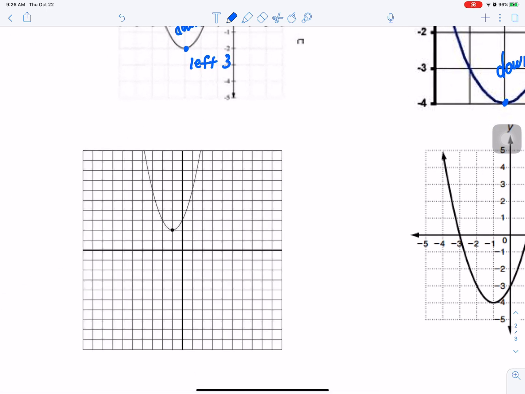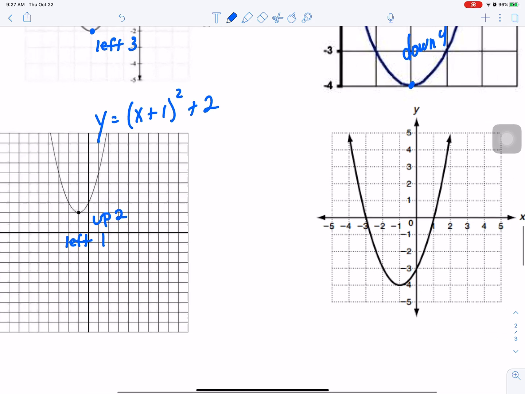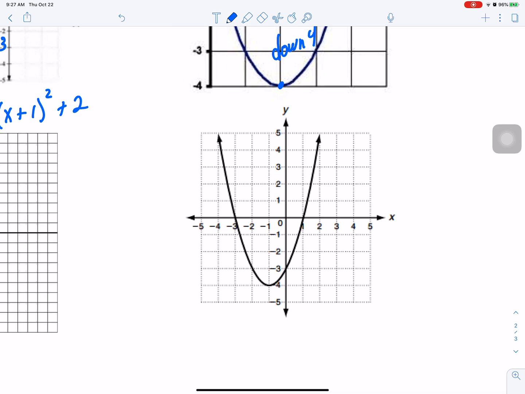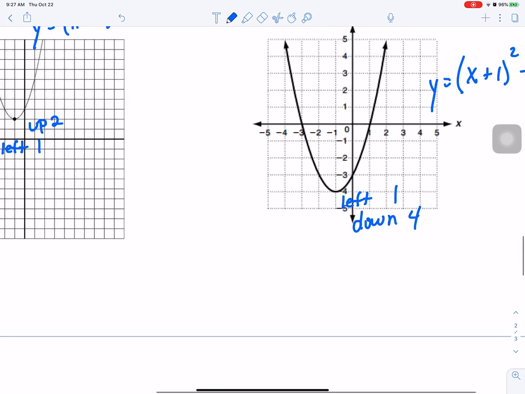There's no numbers on the graph, so we just assume that they're going up by 1. So my new vertex is going to be left 1 and up 2. So y equals x + 1 squared. Don't forget the squared. Plus 2. It's always frustrating when I see that you have the concept, but you don't have that squared piece in there. In our last one, we move left 1, down 4. So y equals x + 1 squared minus 4.